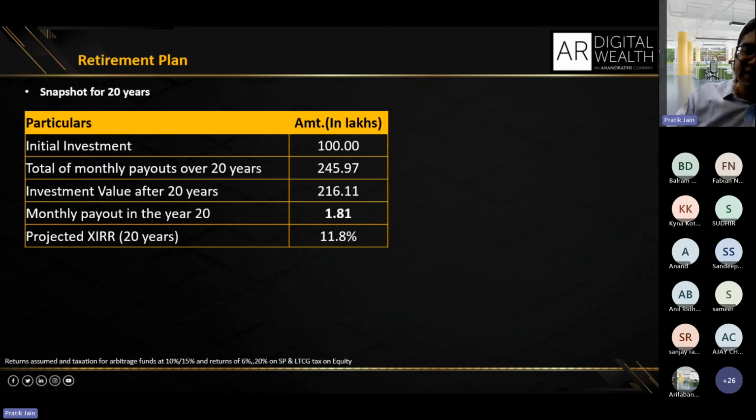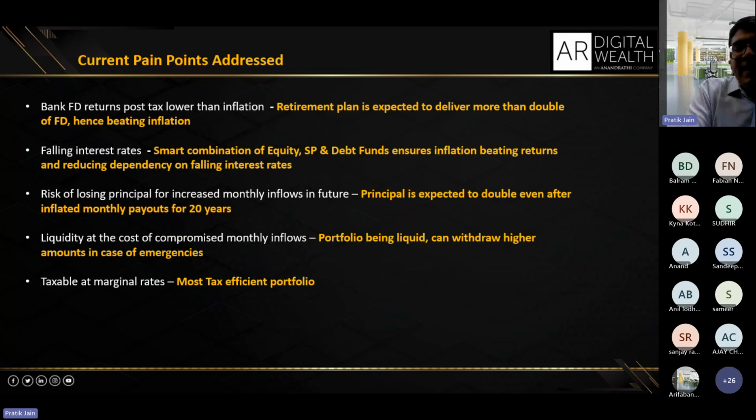So this plan is what this is doing is कि यार आपका principal भी grow कर रहा है so that your lifestyle can be maintained, can beat inflation, you can take accelerated or inflated monthly payouts as well to manage your lifestyle, right? So this plan with liquidity, with tax efficiency, so this is what plan actually addresses. So retirement plan is expected to deliver more than double digit of the FD. So FD at 6-7%, this is delivering 11.8%. So it is beating inflation and actually your money is growing.